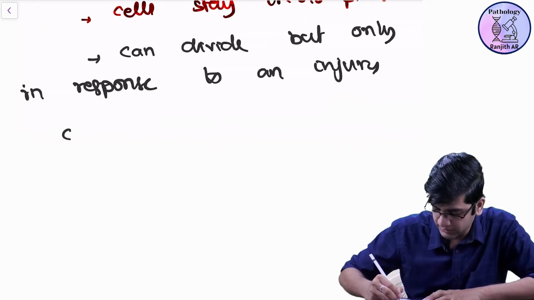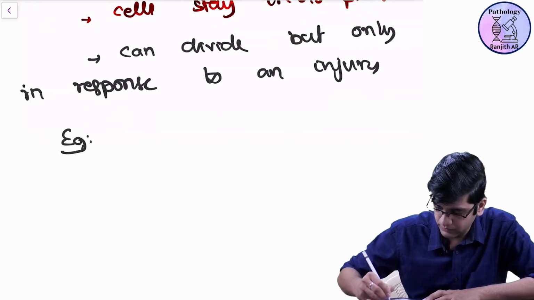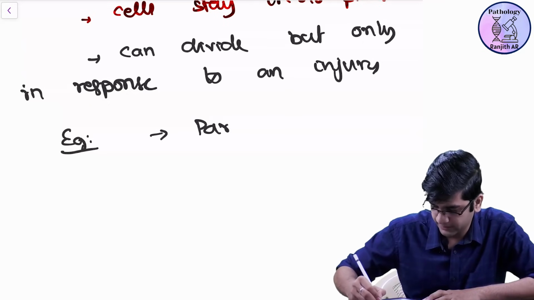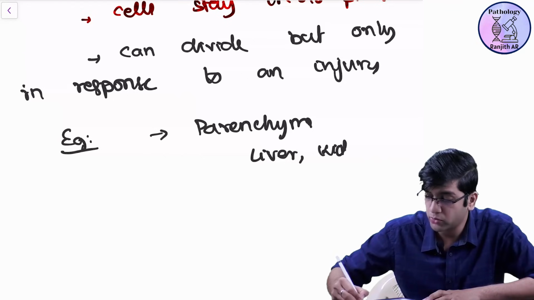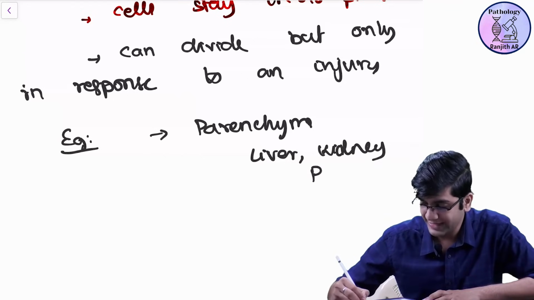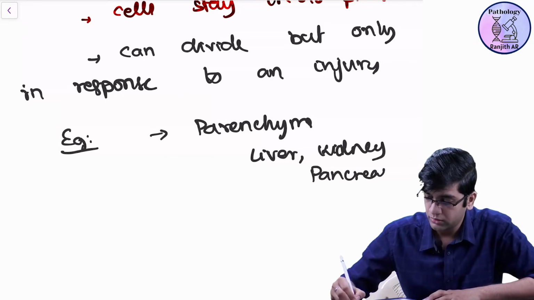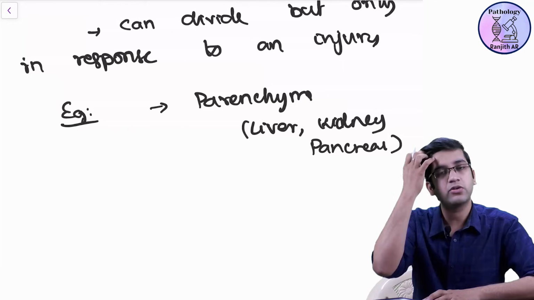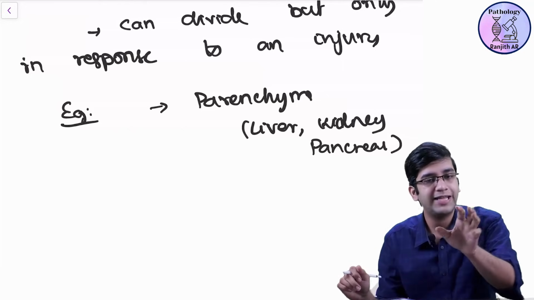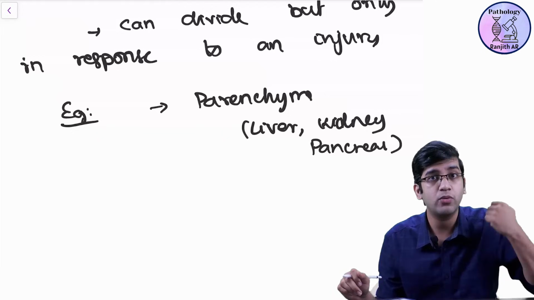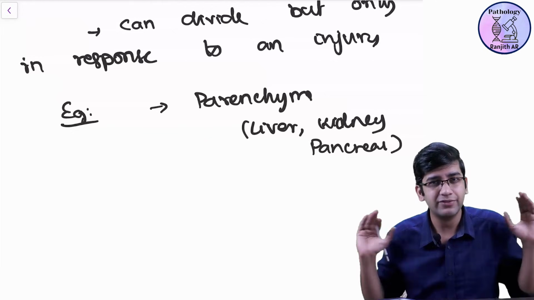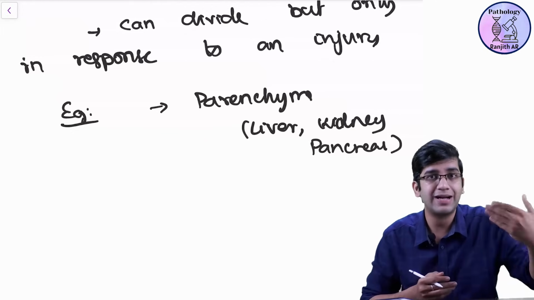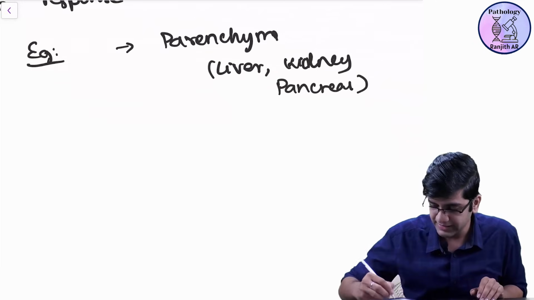So what are the cells which come under them? Examples. Parenchymal organs: parenchyma of liver, kidney, and pancreas. I'm not talking about the epithelium, I'm talking about the parenchyma. So liver parenchyma can regenerate, but does not regenerate continuously. When you take a lobe of a liver, you know that it can undergo a tremendous amount of hyperplasia. Because of this, the cells can divide and try to give back the tissue again, right? So parenchyma is an example.